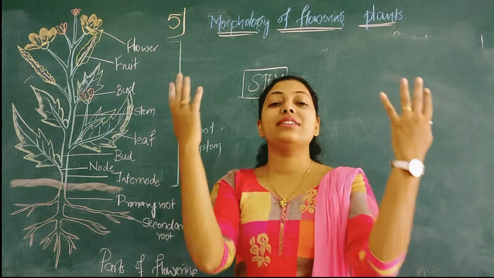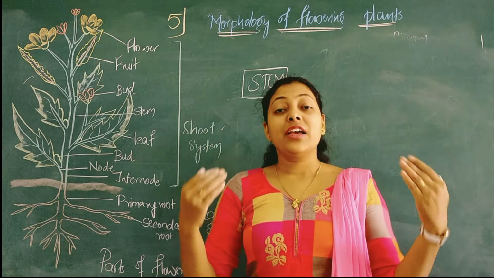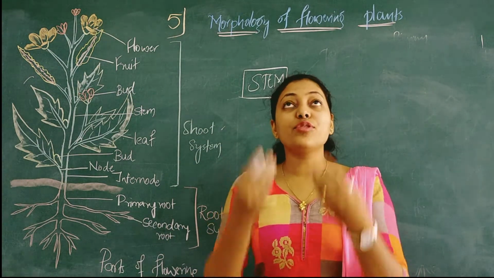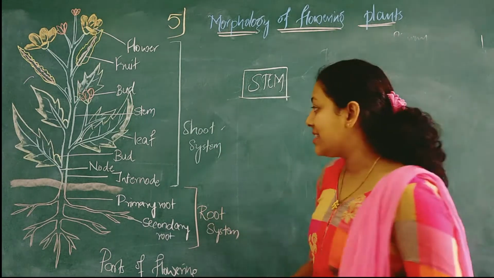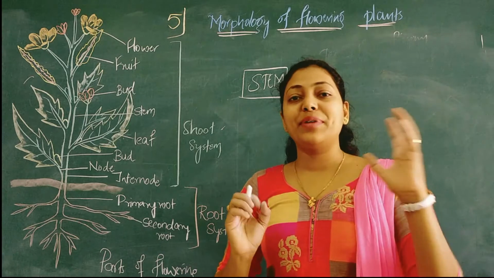The part which moves towards the atmosphere, towards the sky, is called the stem. If it moves towards the ground, that is called the root. If the system moves towards the sky, it is called the stem. The function of the stem is giving rise to different branches.